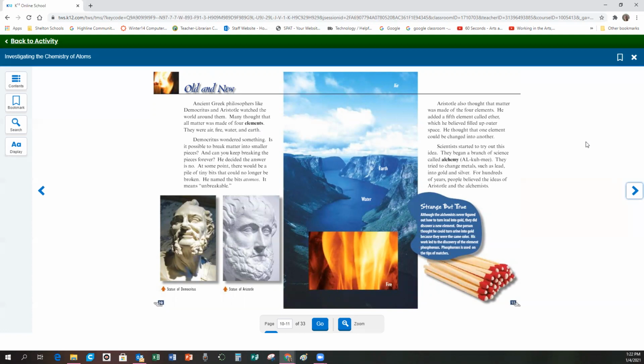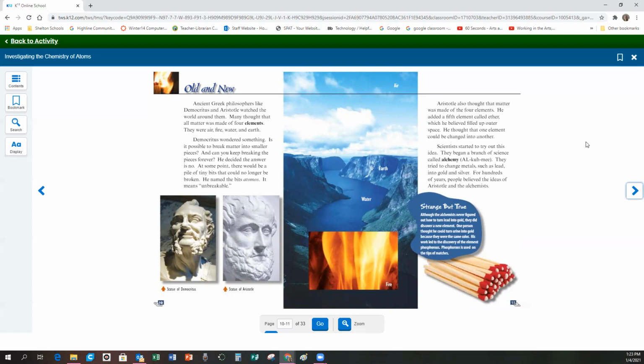Democritus wondered something. Is it possible to break matter into smaller pieces? And can you keep breaking the pieces forever? He decided the answer is no. At some point, there would be a pile of tiny bits that could no longer be broken. He named the bits atoms. It means unbreakable.